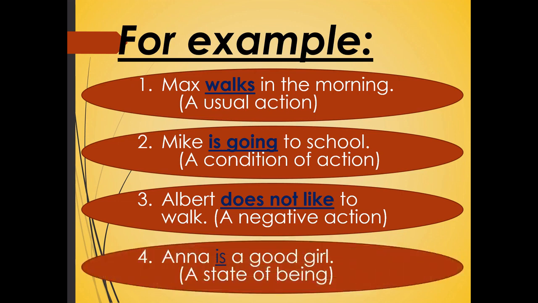Number 4, Anna is a good girl. Here Anna is a subject, girl is an object, and is is here the verb. So here you can see in all the sentences, verb is showing different actions. Walks shows a usual action. Is going shows a condition of action. Does not like shows a negative action. Is shows a state of being.